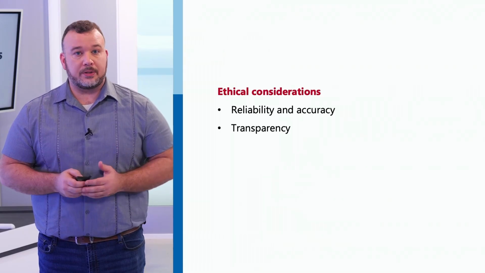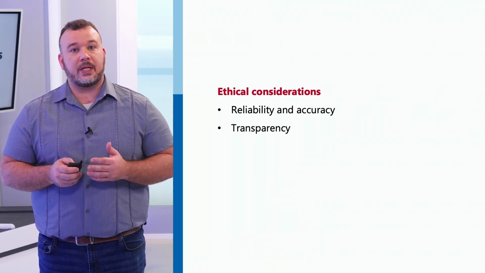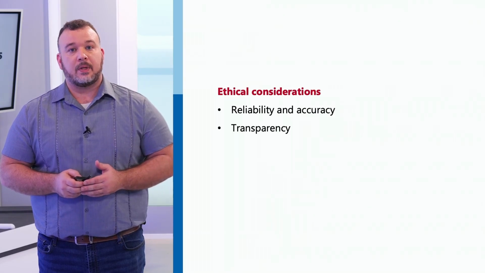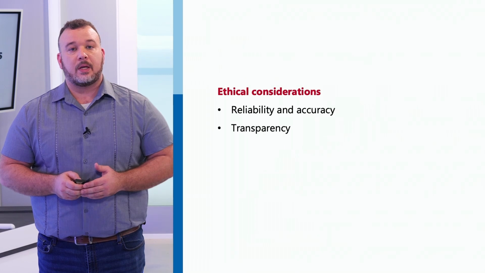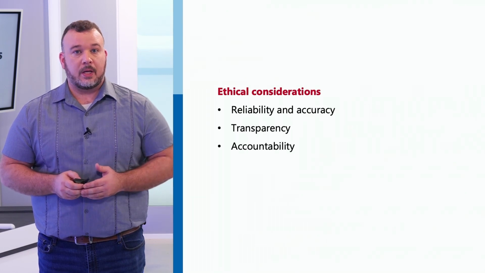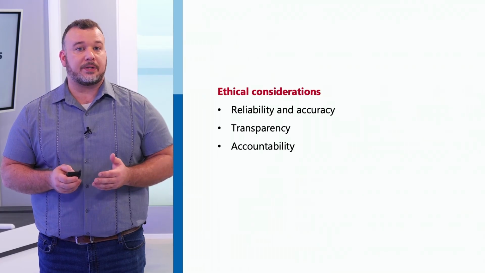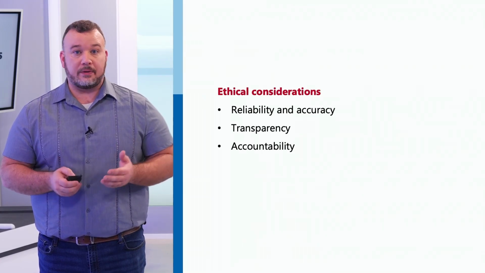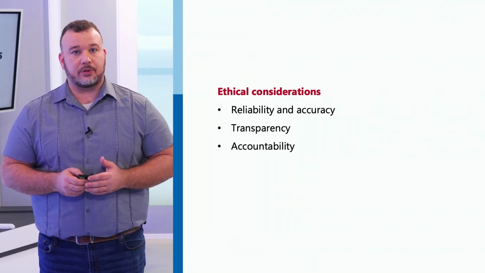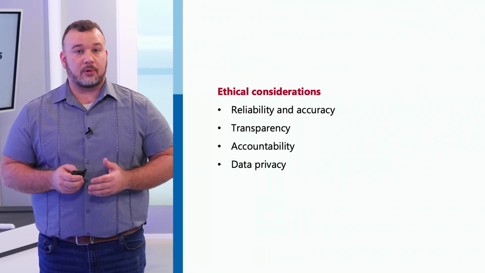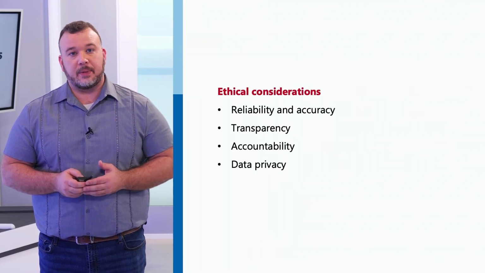Next is transparency. Physicians and patients need to understand the basis for the AI system's recommendation. A lack of explainability can undermine trust in the technology. Next is accountability. Determining who is responsible for decisions made with AI assistance, whether that's the healthcare provider, the AI developer, or some mix of each, is critical for ensuring proper oversight. Then there's data privacy. Medical imaging data often contains sensitive patient information.